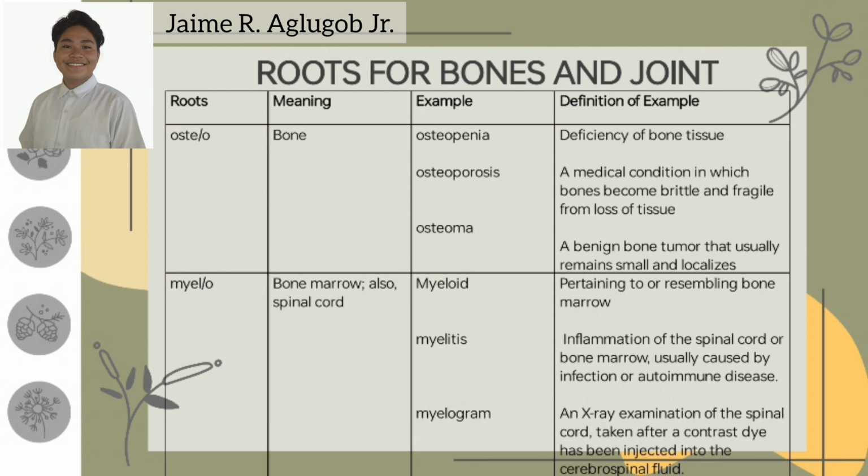For the third example using the root or base word myelo is the myelogram. Myelogram is an X-ray examination of the spinal cord taken after a contrast dye has been injected into the cerebrospinal fluid. If you still remember, guys, cerebrospinal fluid is the fluid that you can see around our brain and in our spinal cord. And you know what, guys? Myelogram serves as a diagnostic imaging device, where the test procedure of this myelogram is called myelography.